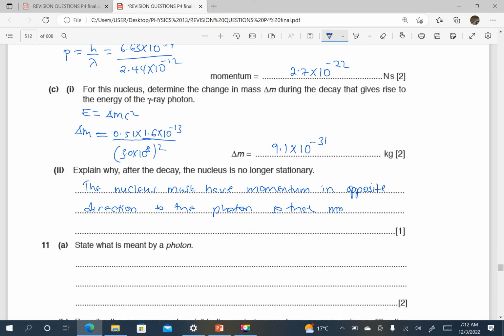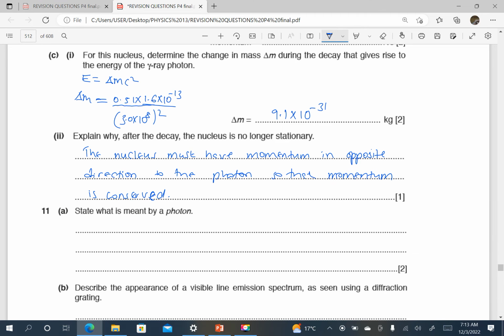So that momentum is conserved. There is no way the nucleus will emit one photon and remain stationary unless it emits two photons and the two photons move in opposite directions. So it must recoil, so that momentum is conserved.